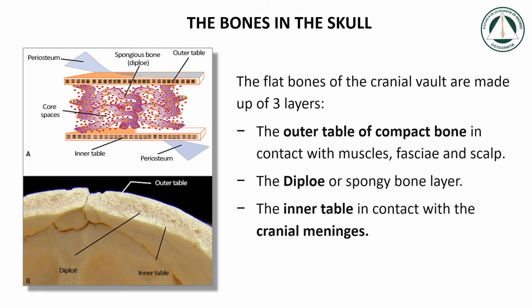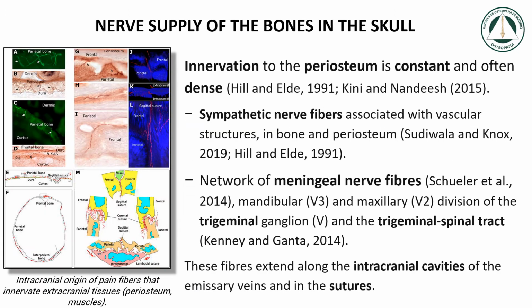Cranial bones. The flat bones of the cranial vault are made up of 3 layers. The outer table of compact bone in contact with muscles, fasciae, and scalp. The diploid or spongy bone layer. The inner table in contact with the cranial meninges. Nerve supply of the bones in the skull. There is a consistent and often dense innervation of the periosteum. Sympathetic nerve fibers associated with vascular elements, in bone and periosteum.